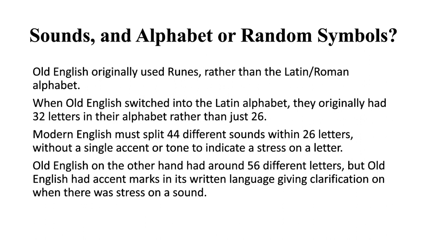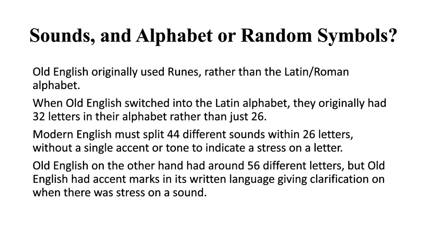In using the Latin alphabet, they originally had 32 letters. They had the letter F included, the letter Thorn, the Wynn, and then the Ash, I forgot the other one, the Eth or something like that. They also had the and symbol and a lot of others. And now we only have 26 letters.